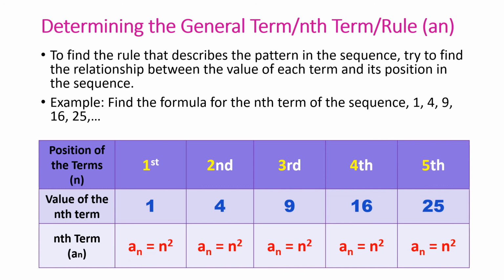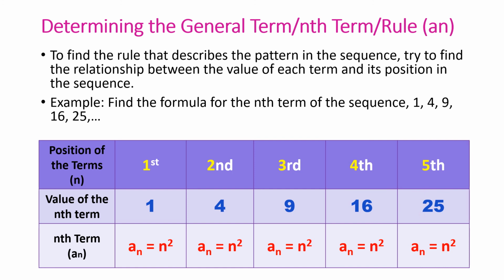Now, kung mapapansin, yung ating position na 1 here, pag multiply mo siya sa sarili niya, makukuha mo ay 1. 1 times 1, that is 1. Yung position na 2, so 2 times 2, kaya naging 4. Ganon din yung 3. 3 times 3, kaya naging 9. 4 times 4, kaya naging 16. At 5 times 5, kaya naging 25.